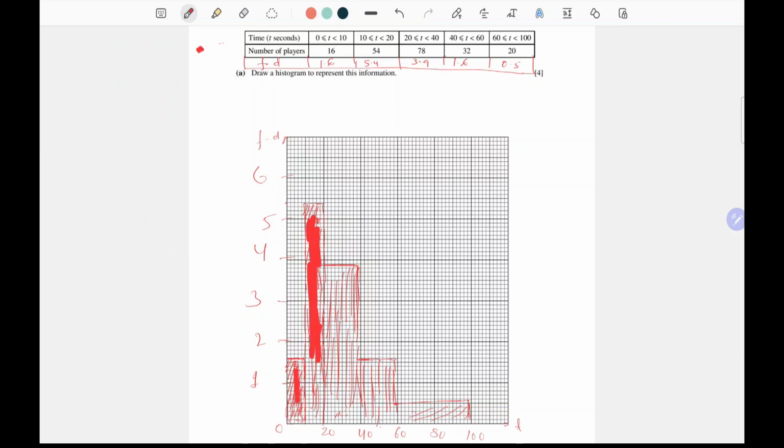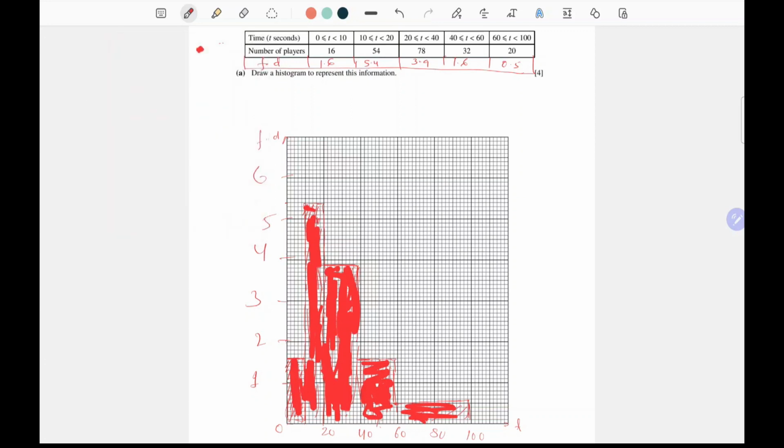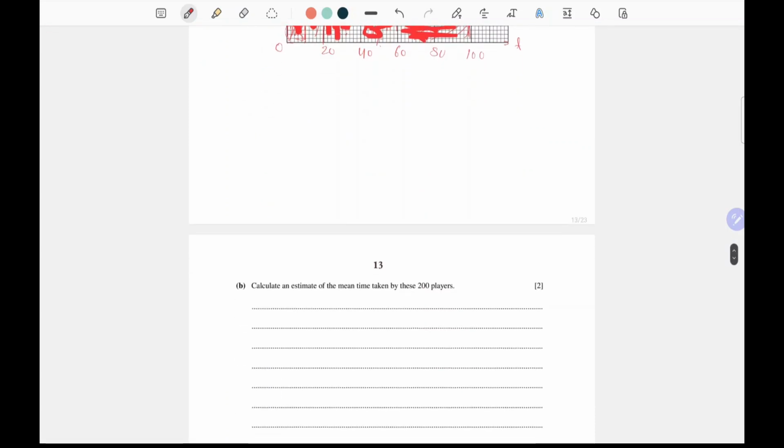Okay, this one, guys. This one. It took too much time. This one and then this one. Okay, I hope you understood. Okay, fine. Okay, now me. So that's done. Histogram is done.